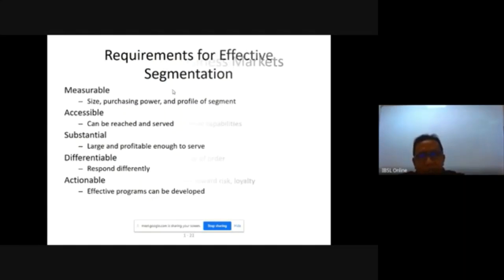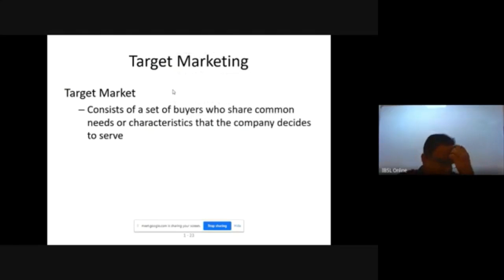So we discussed how business markets can be segmented, and we also discussed the requirements for effective segmentation. The segment that you select should be measurable, we should be able to access it, it should be large enough and profitable enough, unique or differentiable from other segments, and we should be able to develop effective marketing programs to market products in those segments. And then we went to target marketing. Out of the number of segments that you have studied, you select certain segments as your target market, a set of buyers who share common needs or characteristics that the company decides to serve.